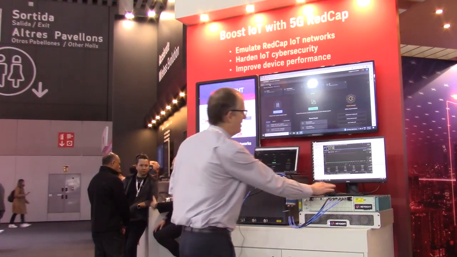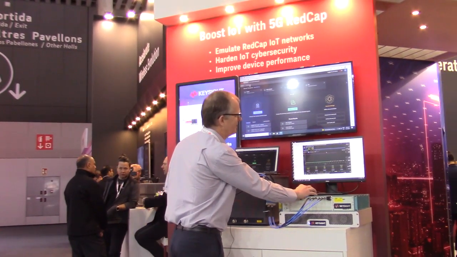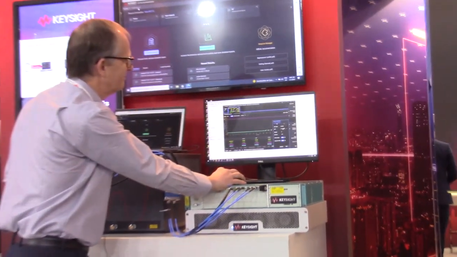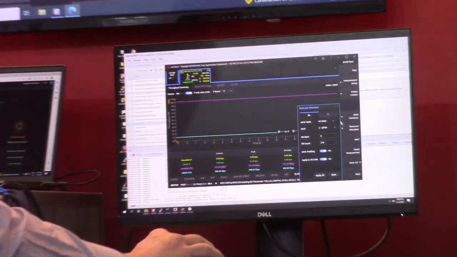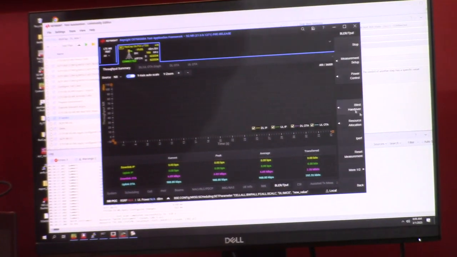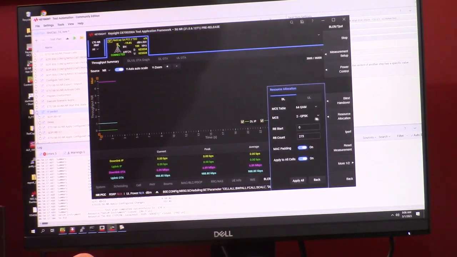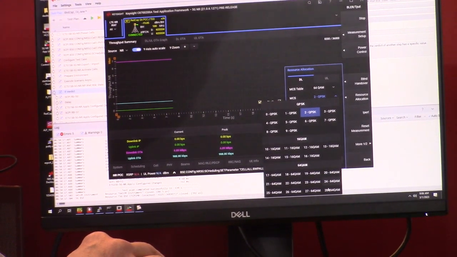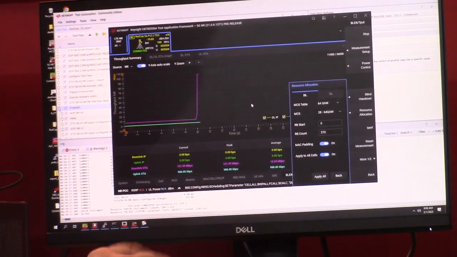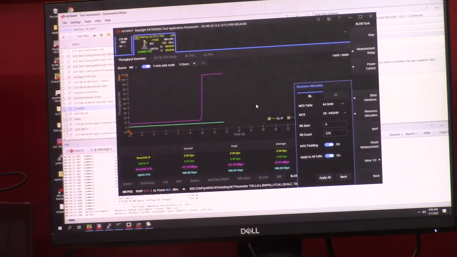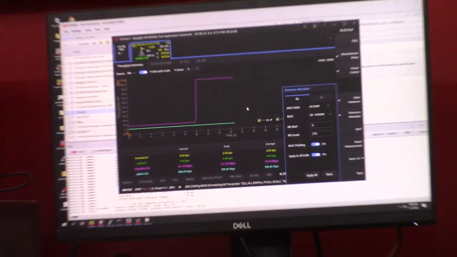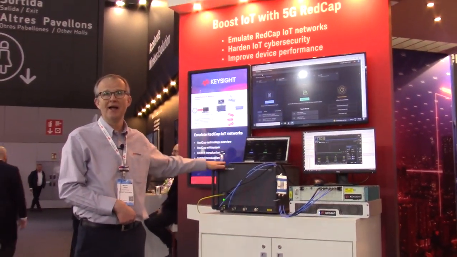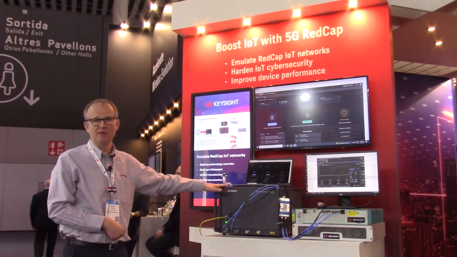So if I look here, I have a graph here where I'm showing throughput. I can change the allocation that's been given by the base station. And you'll see the throughput drops. And then I can change it back. And the throughput will return to the high level. So that's the first two of the four products I want to talk about: the UE simulator and the G-Node B emulator as well.